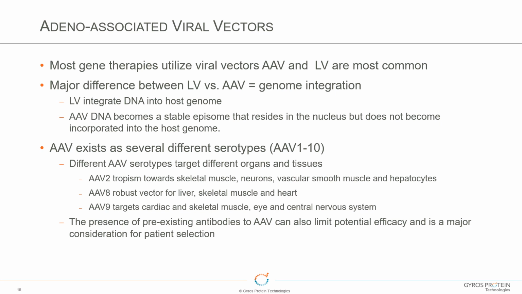But the other factor here is that pre-existing antibodies towards various serotypes can limit the potential efficacy in patients. So it's one of the considerations for patient selection as well. Yeah, AAV is a non-disease causing virus in humans, and most people are exposed to it, particularly in childhood. So it's likely that there will be some pre-existing antibodies. So it becomes a very important part of the inclusion criteria of a study, whether someone has pre-existing antibodies, and if they have high pre-existing antibodies, they may not actually have the therapy.